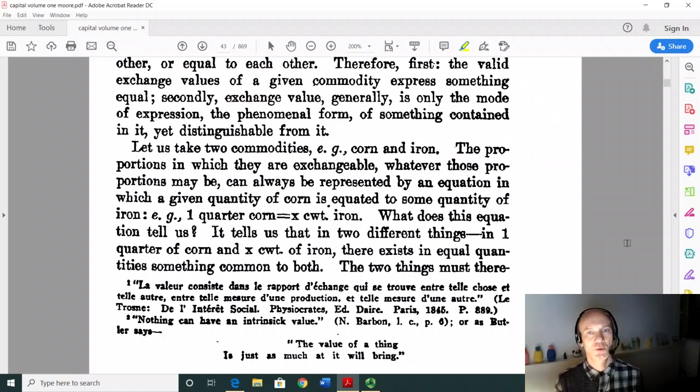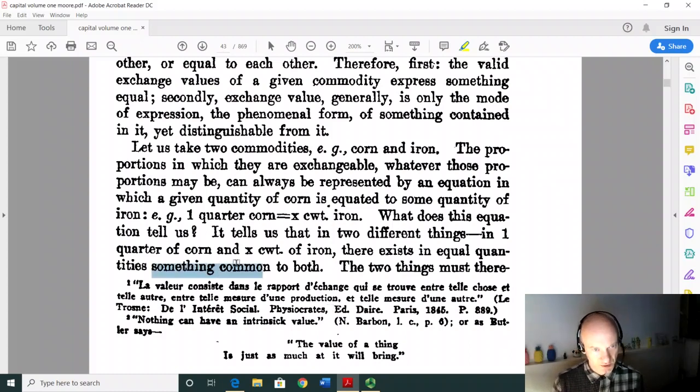So let's take, for example, corn and iron. The proportions in which they are exchangeable, whatever these proportions may be, can always be represented by an equation in which a certain quantity of corn is equated to some quantity of iron. 1 quarter of corn equals X hundredweight of iron. Hundredweight is a measurement of weight, obviously. What does this equation tell us? It tells us that in two different things, in a quarter of corn and in X hundredweight of iron, there exists in equal quantities something common to both.